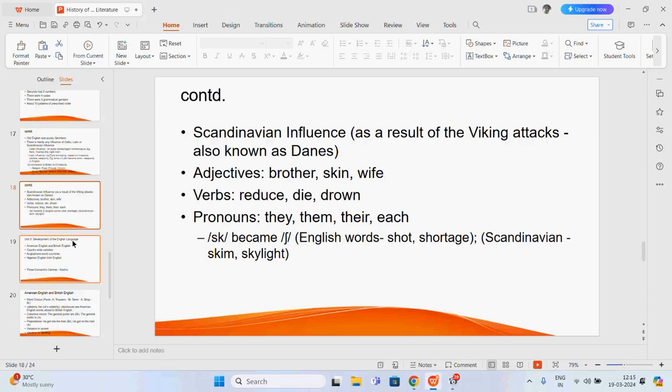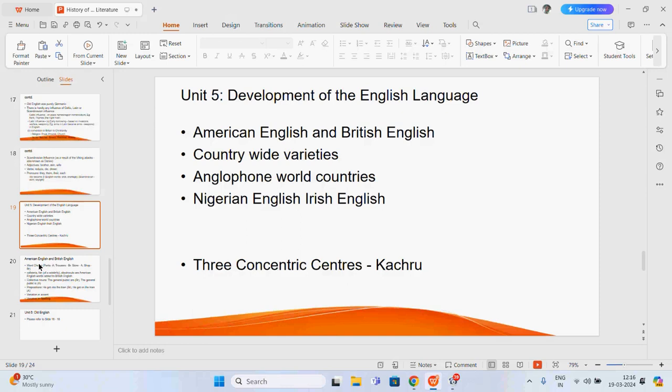On your screen there is a last bullet point. We are talking about sounds, the sk sound and the sh sound. Those are phonetic symbols. You will learn more about phonetic symbols in your course, The Structure of Modern English, when we discuss phonetics. So short, shortage with the sh sound, and the sk sound as in skim, skylight, are examples from Scandinavian influence. All this seems difficult, very strange, because this is something that we are not used to.